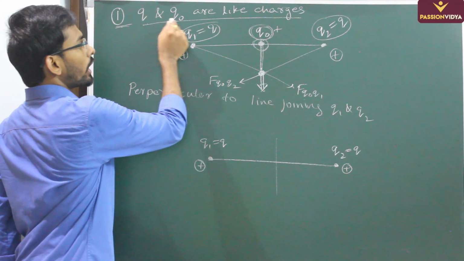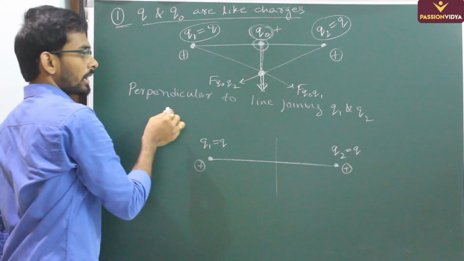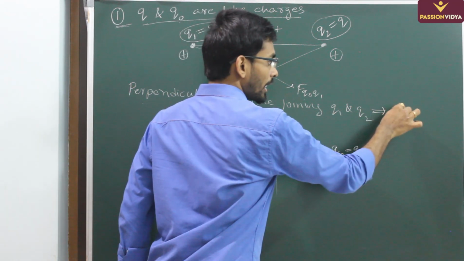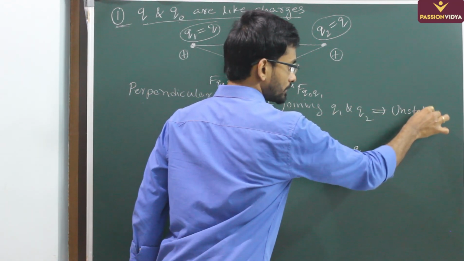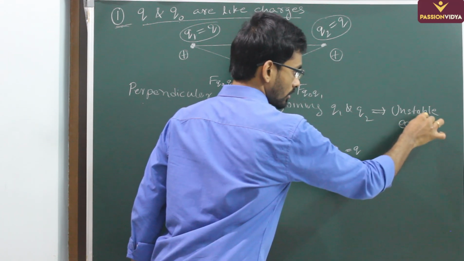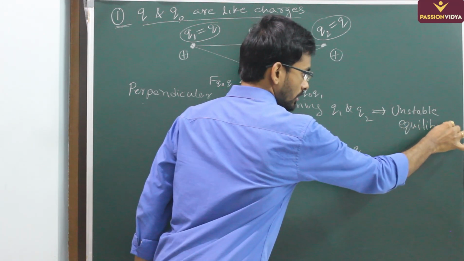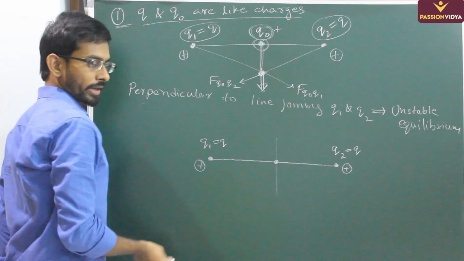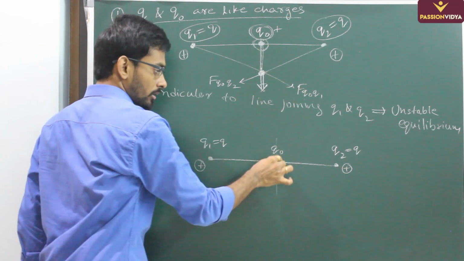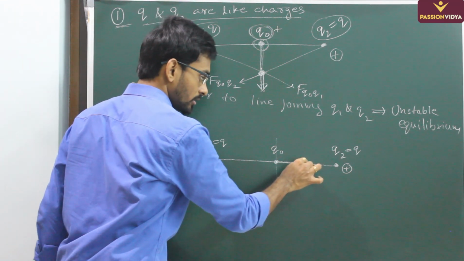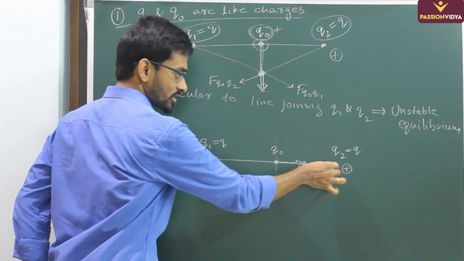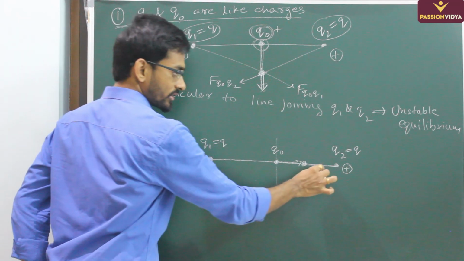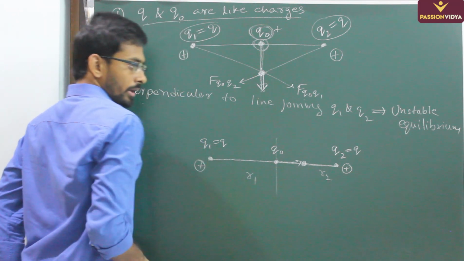So when q and q naught are like charges, and if you displace perpendicular to the line joining q1 and q2, the particle will be in unstable equilibrium. Now let us check what happens if you move it along the line joining. Let us move q naught towards right. So let us move it here. Now if you move it by x, this distance decreases. Initially it is equal, now this distance is less. So it is r2 and this is r1.